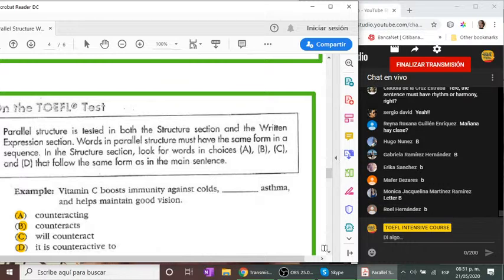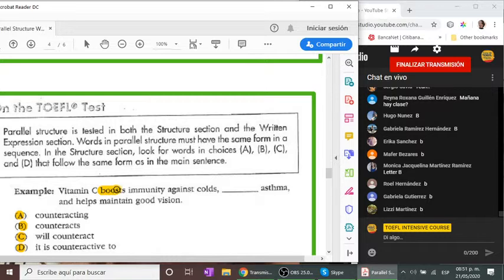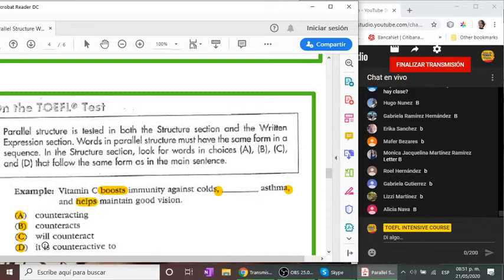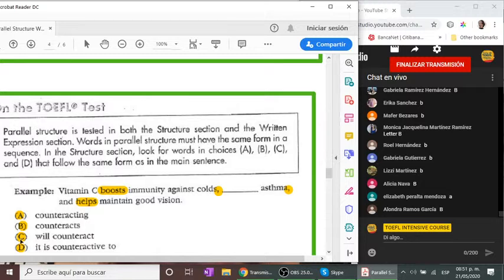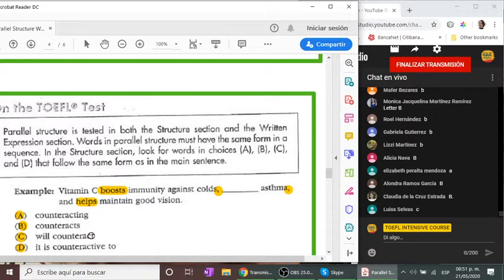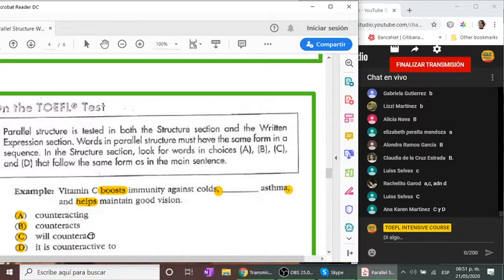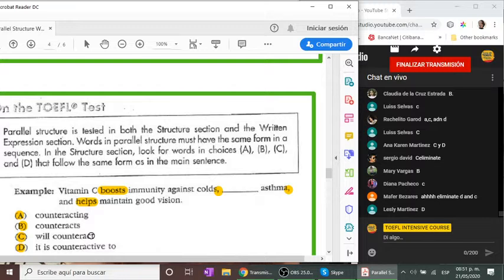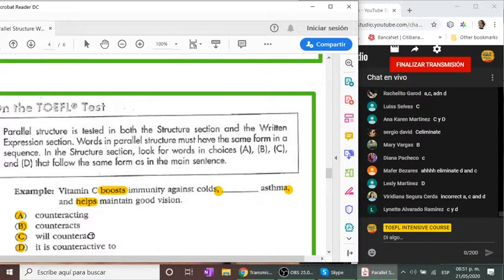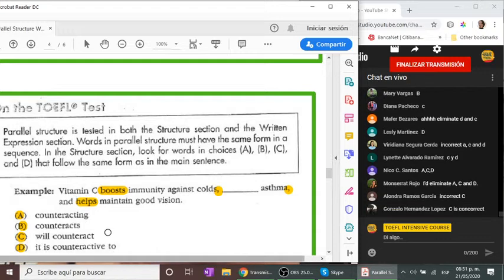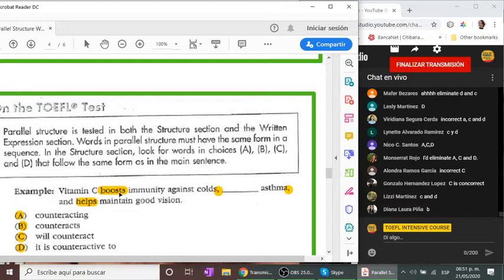Why? Because it's in the present tense. There's a comma. D is so long, and what do you mean it is? Will counteract is future tense, and we're here in the present. Counteracting is a gerund. There's no way there's a gerund here. So yes, B is right because it boosts, counteracts, and helps. You see, it makes sense. It's fluid. The sentence needs to be fluid.